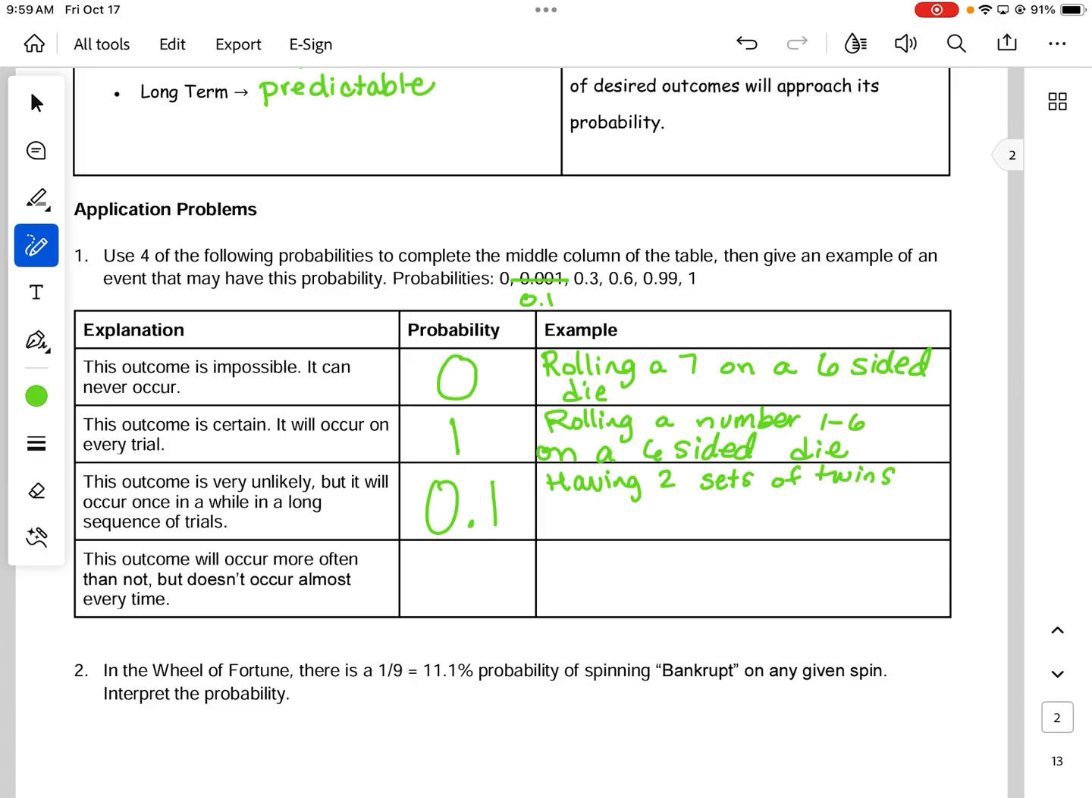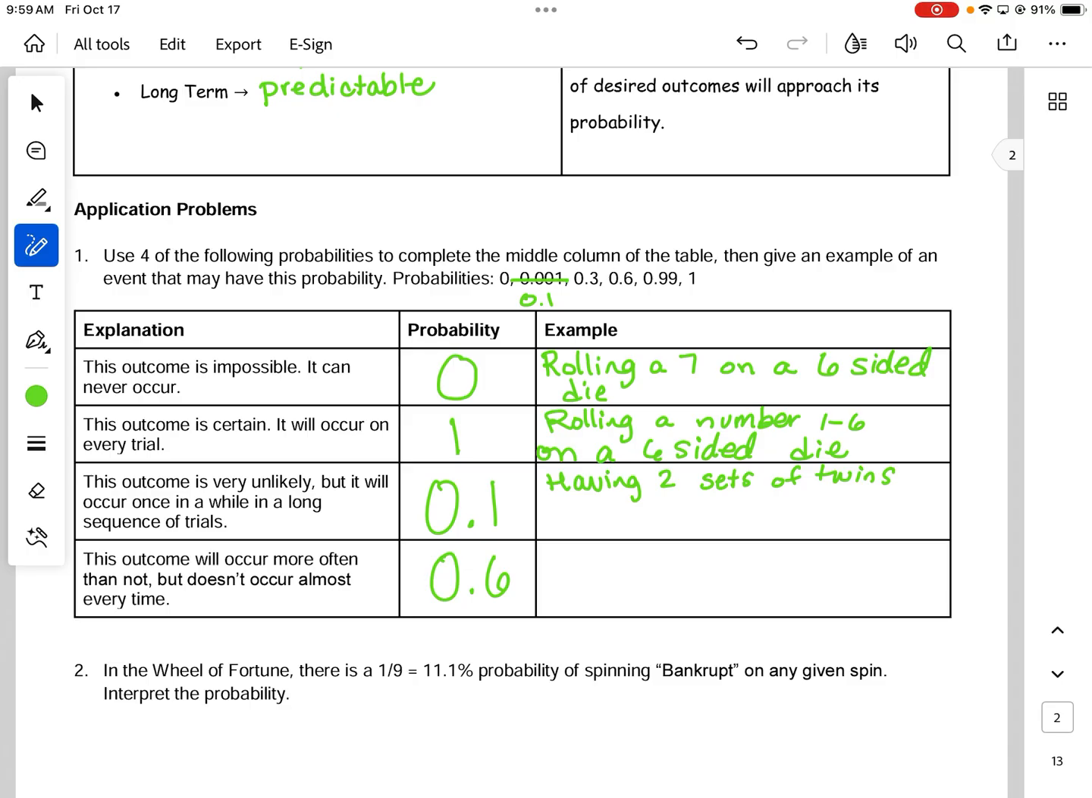Okay. What about having an outcome that will occur more often than not, but doesn't occur almost every time? 0.6. What's a silly example of that? Dice are just kind of lame. We should do something real crazy next time. So what would have a 0.6 chance? It's going to happen a lot, but not every time. You get a 4 rolling 1 through 6 on a 10-sided die. You get 4, 5, and 6.